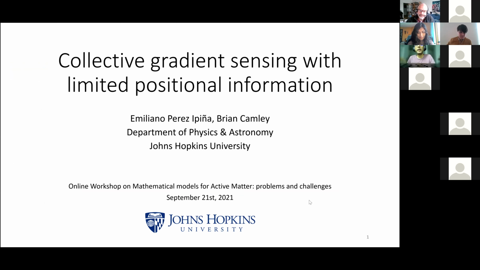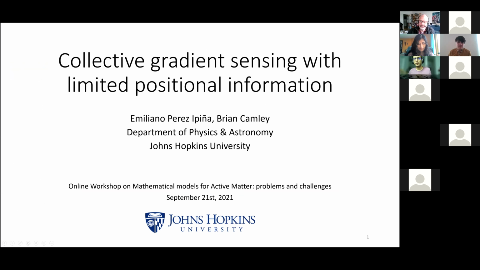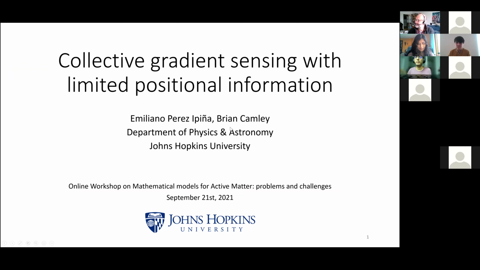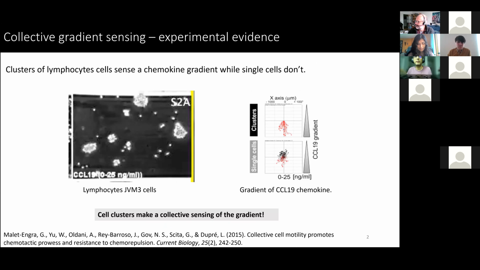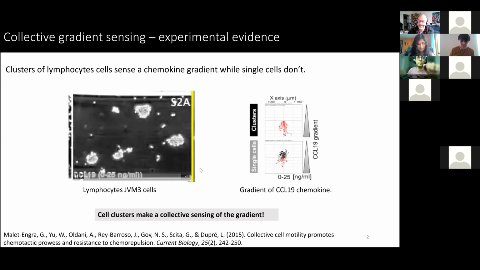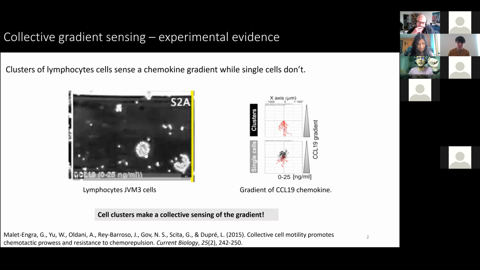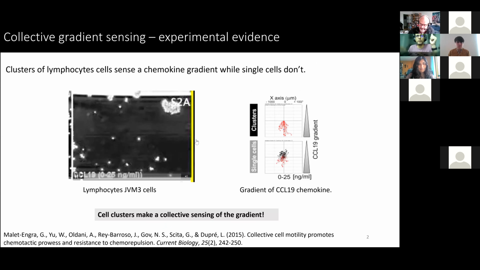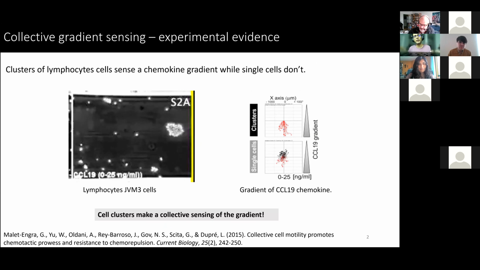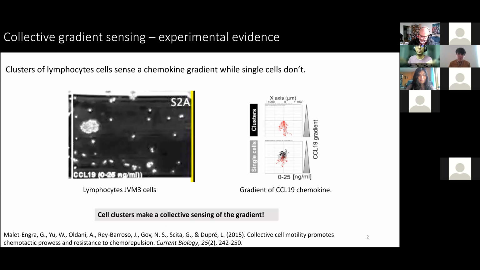So today I'm going to talk about some new work I'm doing with Brian Kernel on collective gradient sensing with limited positional information. Let me start by showing you this movie where we see some lymphocyte cells in a chemical gradient. This chemical gradient is shallow, which means that the difference between the lower concentration and the higher concentration is small.